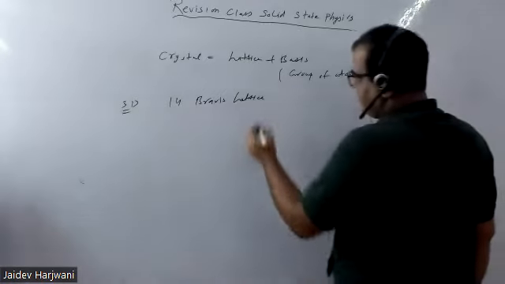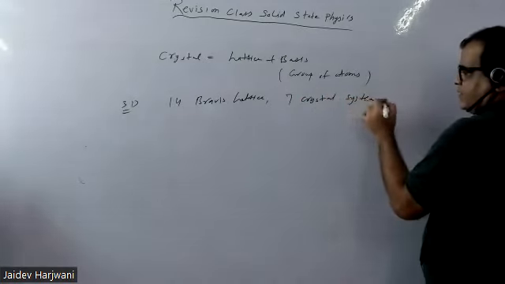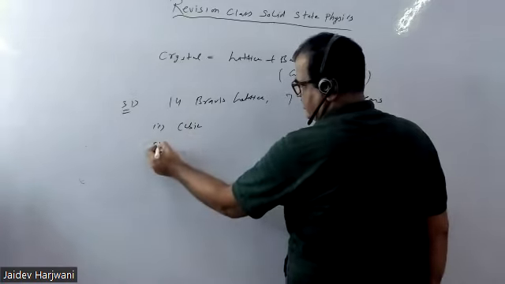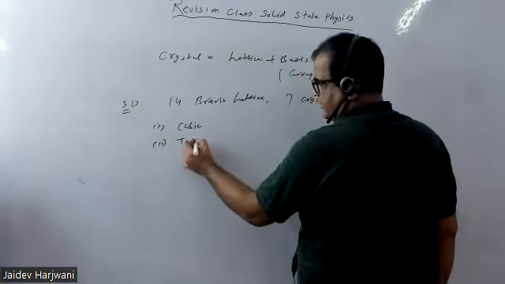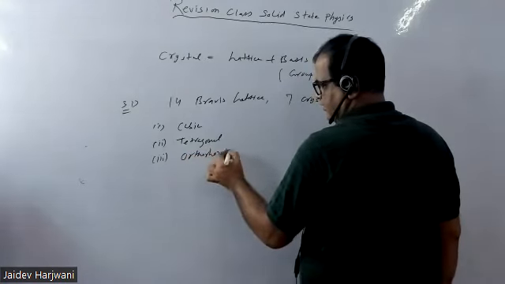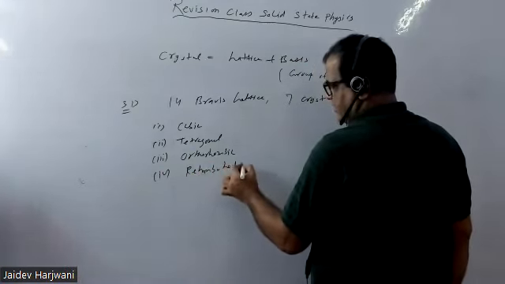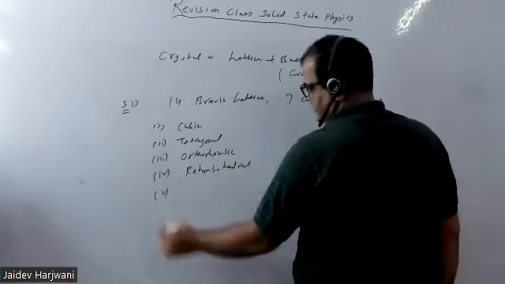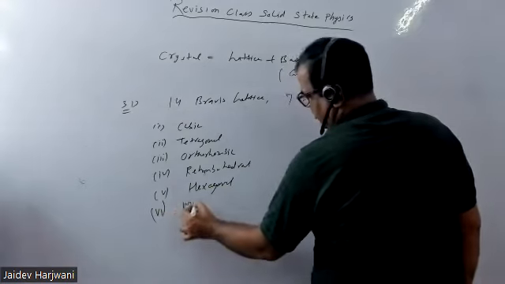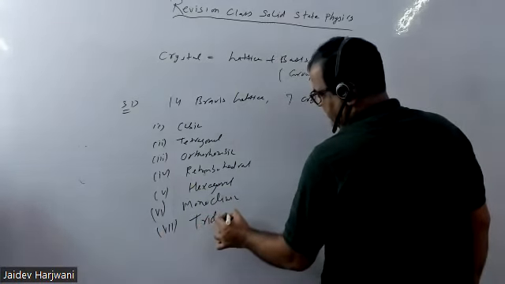And these 14 Bravais lattices can be classified into 7 crystal systems. These 7 crystal systems are cubic, then tetragonal, then orthorhombic, rhombohedral or trigonal, then the fifth one is hexagonal, then monoclinic, and the seventh is triclinic. So these are the 7 crystal systems.